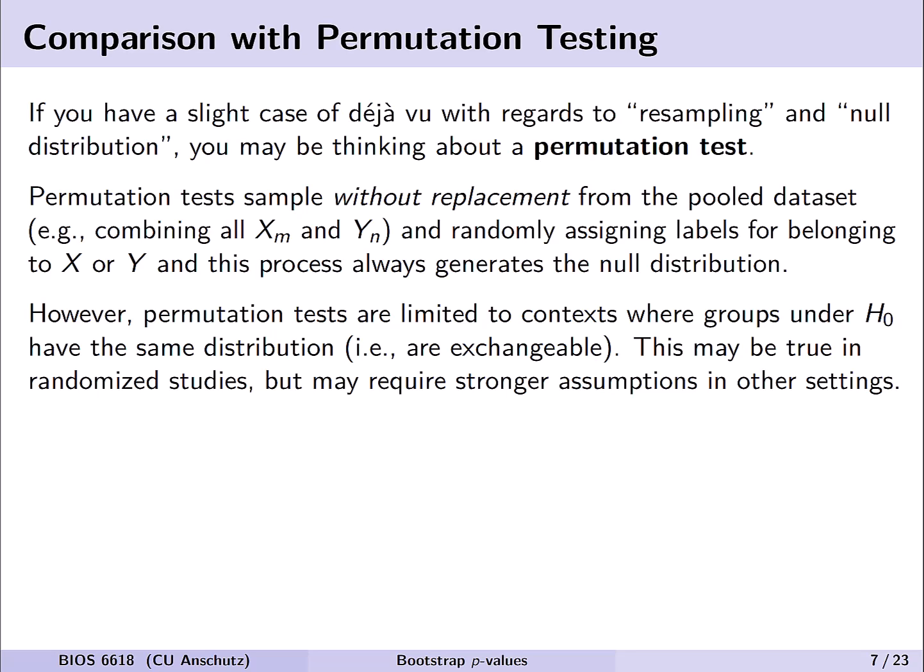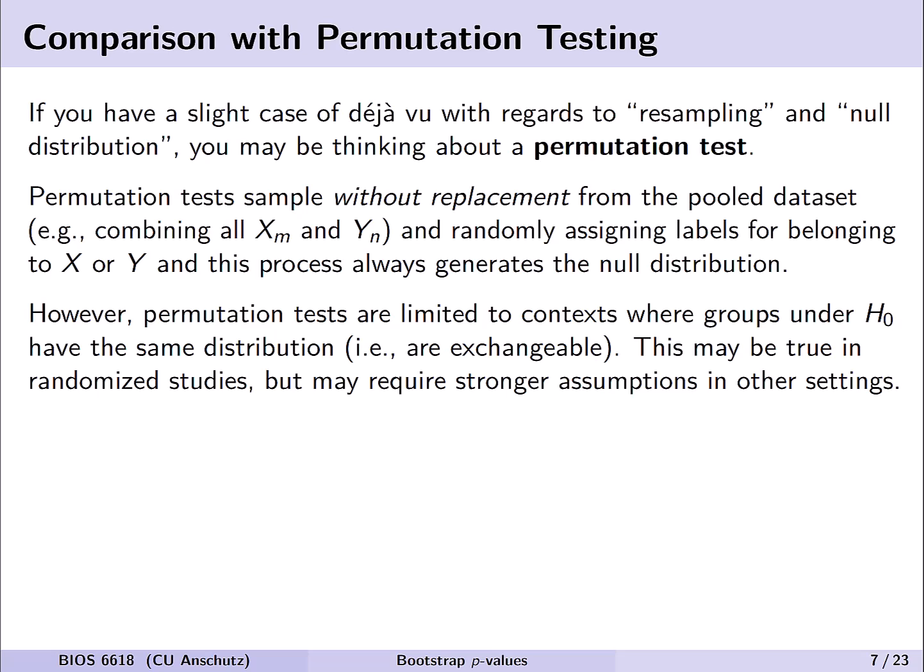Now, before we get there, though, you might have a slight case of deja vu. With regards to this idea of resampling and null distributions, you actually may be thinking about the permutation test, which is another resampling strategy. In our previous lectures, we noted that this approach resamples without replacement from a pooled dataset. In other words, we combine all x_m and y_n cases, and randomly assign labels for belonging to either group X or Y with m or n spots. This process for permutation testing always generates the null distribution.